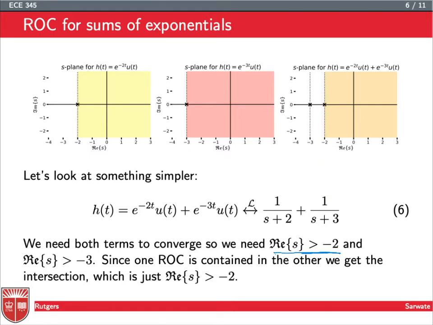So for the first one, we have a region of convergence that is the real part greater than minus 2, and for the second one, the real part greater than minus 3. And since we need to converge for both, we actually get the intersection, which is just the real part of s greater than minus 2. So we can see here that we get a region of convergence that looks like this, and as you can see, the ROC does not contain any poles.